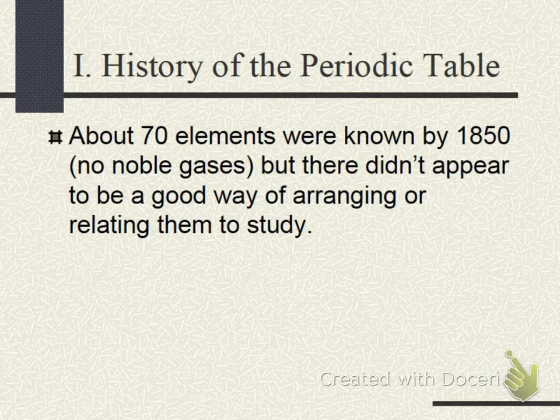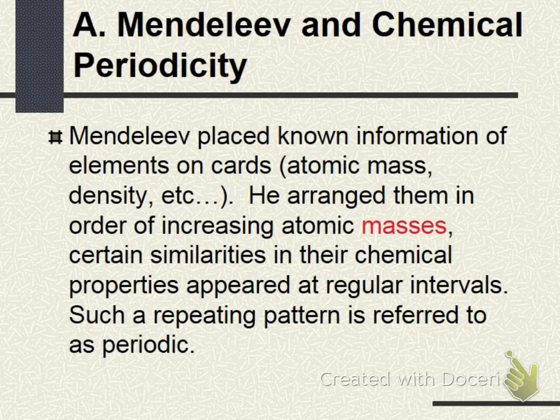So the history, first of all: about 70 elements were known by about 1850. At that time, they did not know about the noble gases, and there didn't appear to be a good way of arranging or relating them. Matter of fact, some people called different elements different names, and so it was kind of confusing for the people who were studying that at the time.